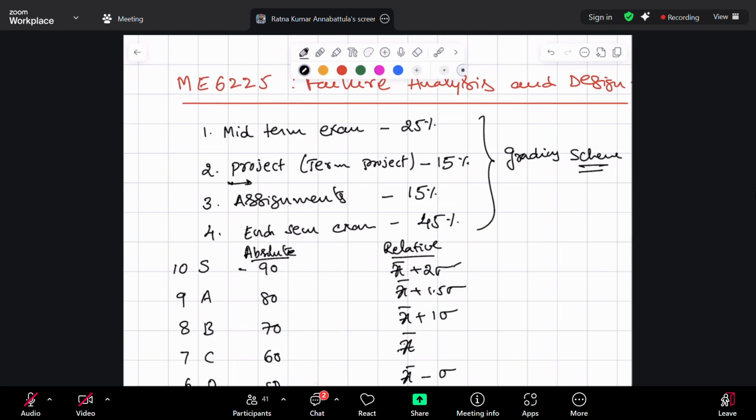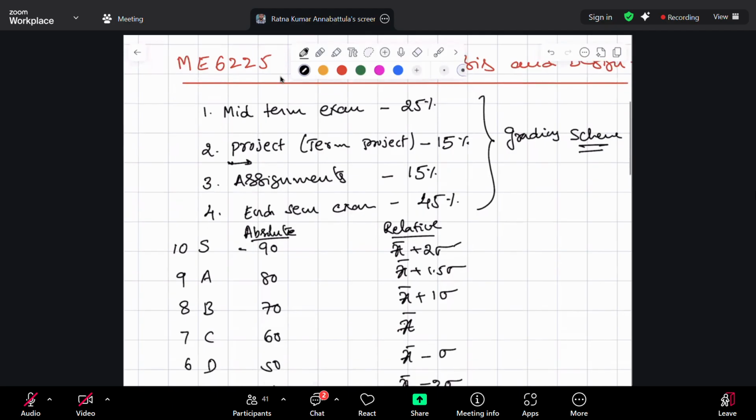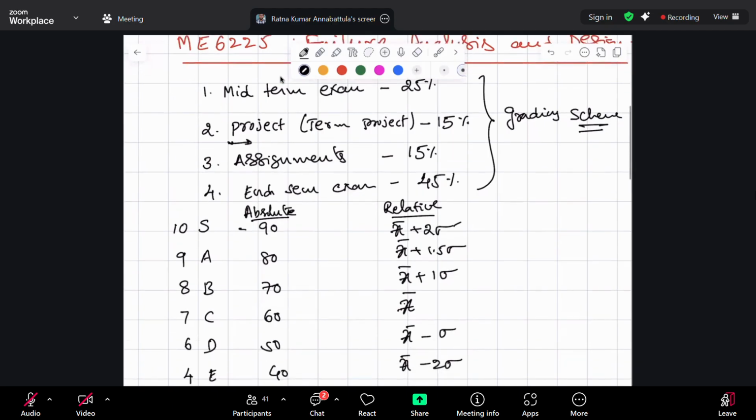Then relative is better. So it does not matter whether you choose relative or absolute. Yeah, it will definitely be tough. So then relative is better. Okay, so let's go with relative. Is that okay? Fine, sir. So we are going with relative grading and midterm, project, assignments, and SEM.